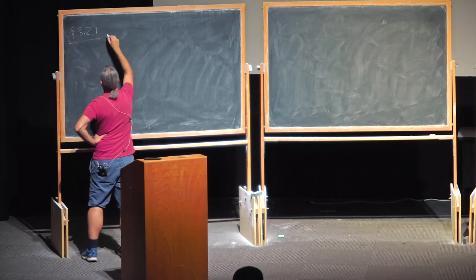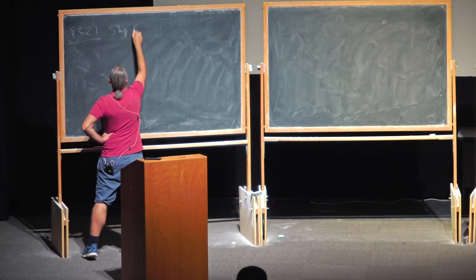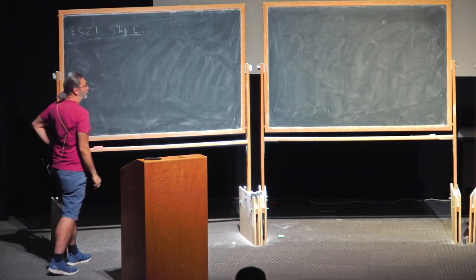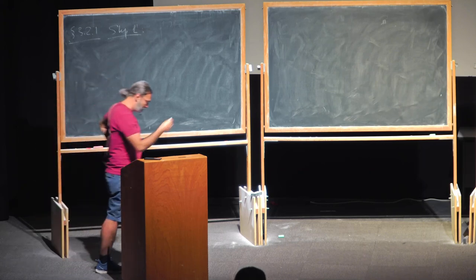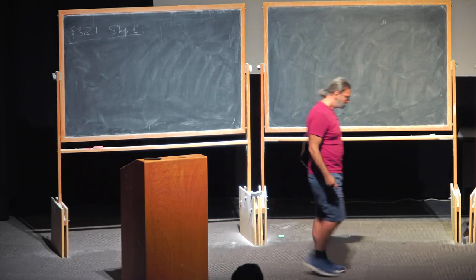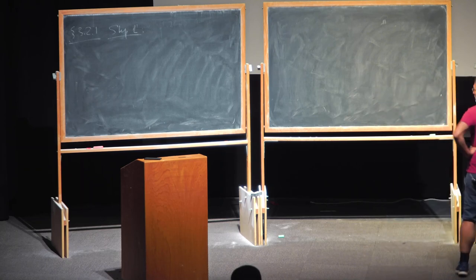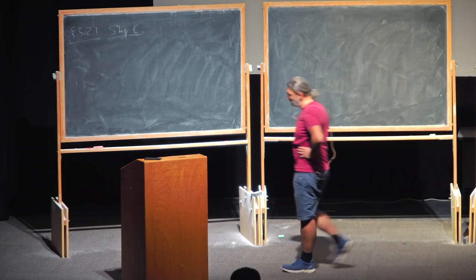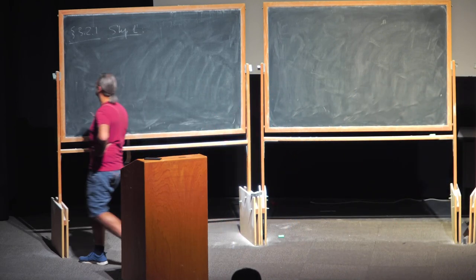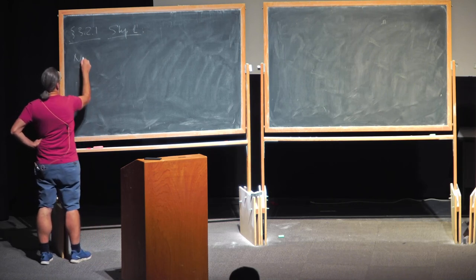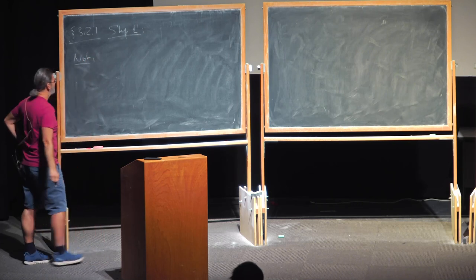So this is step one in the proof. Okay, so to do step one, somehow one needs a model of this motivic localization functor. So let me introduce some notation to tell you what this model is.